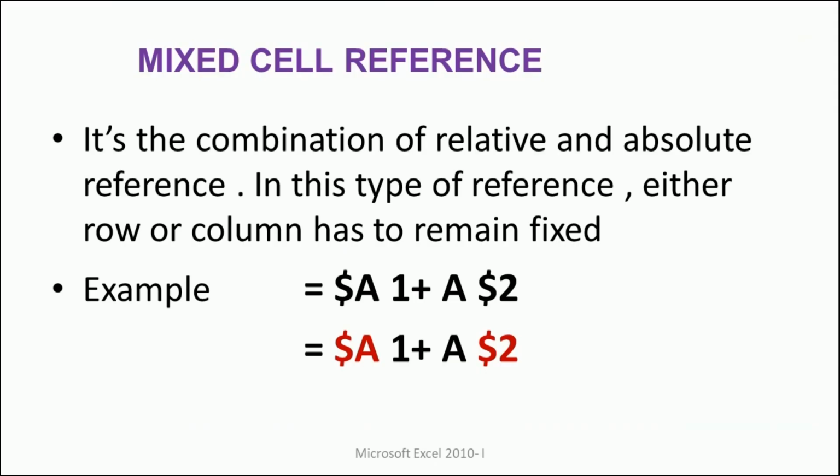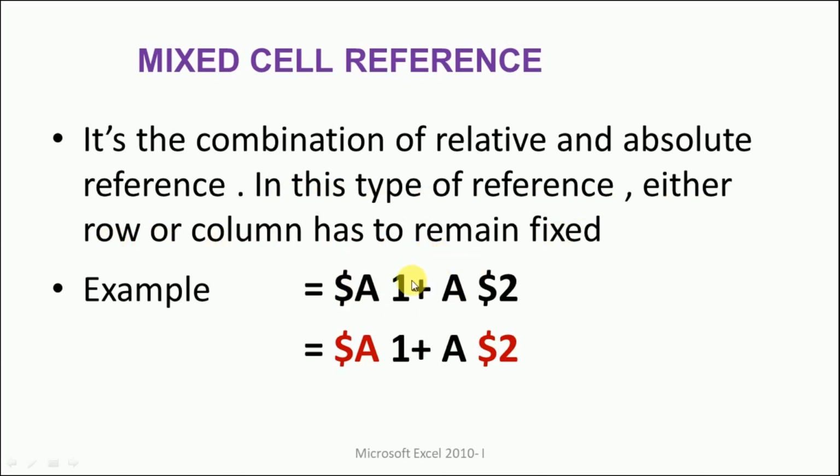Now next is mixed cell reference. So it's a combination of relative and absolute reference, right? So in this type of reference, either the row or the column has to remain fixed, right? For example, A1 means the address of the cell, means column is A and row is 1, right? So in this type of reference, either the row or the column has to remain fixed.